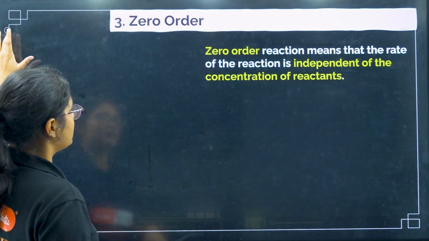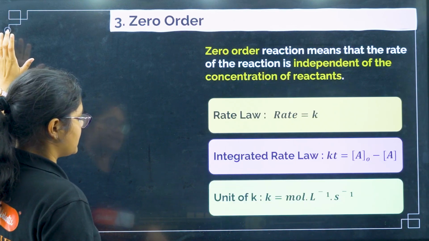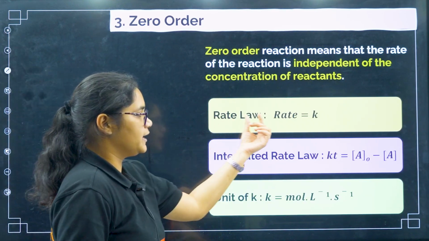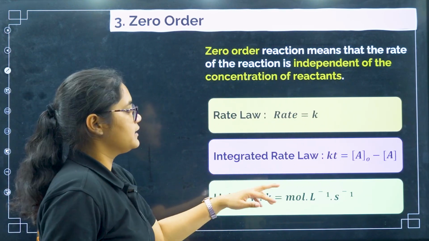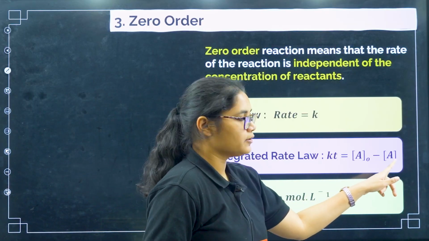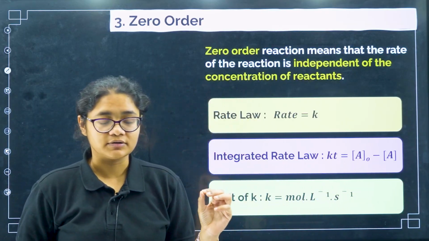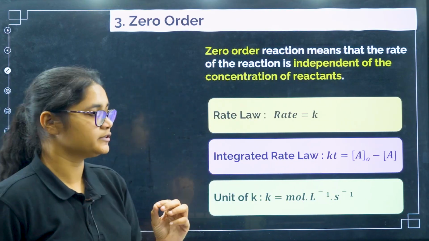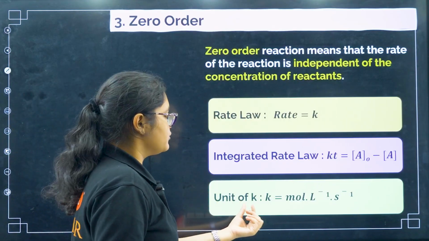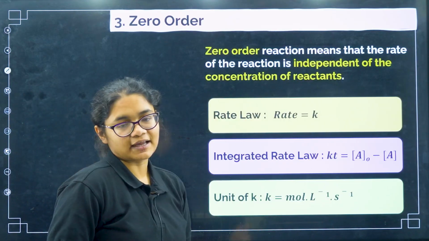Next, coming to chemical kinetics. For zeroth order reaction, what formulas do we have? Rate is equal to K. Then you have the integrated rate law, Kt is equal to A naught minus A, where A naught is the initial concentration, A is the final concentration, and t is the time. The unit of K is mole liter inverse second inverse.